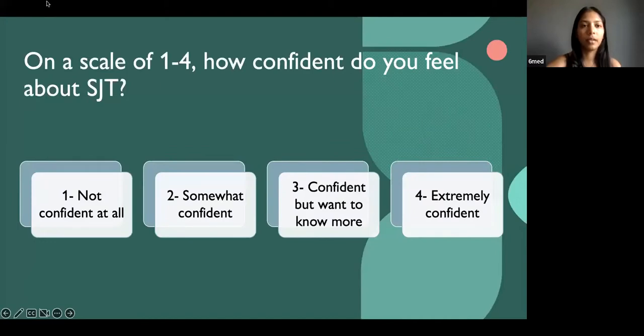So before I go on to the Q&A stuff, on a scale of 1 to 4, guys, same question as before. How confident do you guys feel now about the situational judgment, if you want to post in your answers? Great.